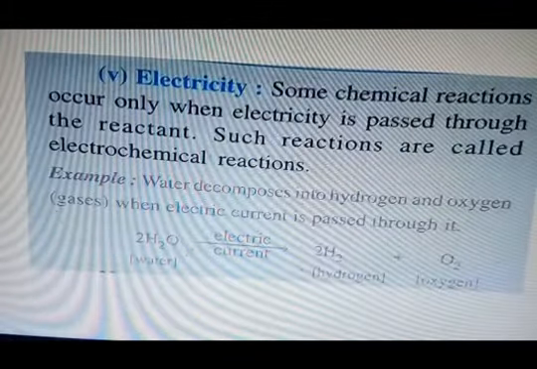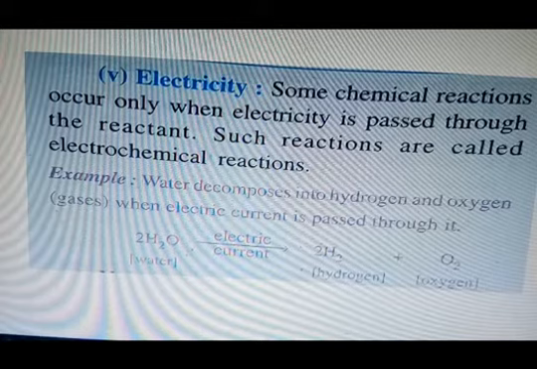Then another is electricity. Some chemical reactions occur only when electricity is passed through the reactant. Such reactions are called electrochemical reactions. So what are electrochemical reactions? The chemical reactions that take place in presence of electricity are called electrochemical reactions.